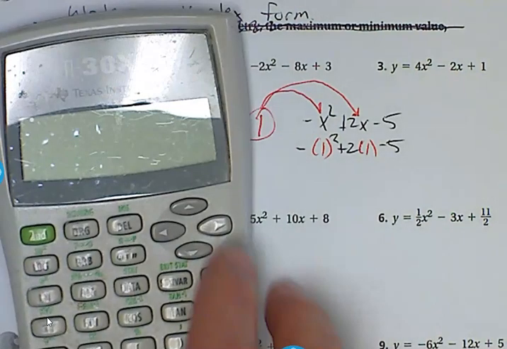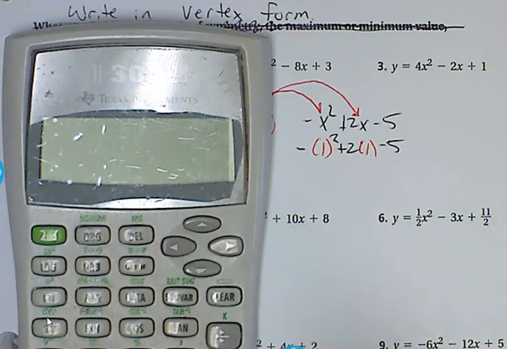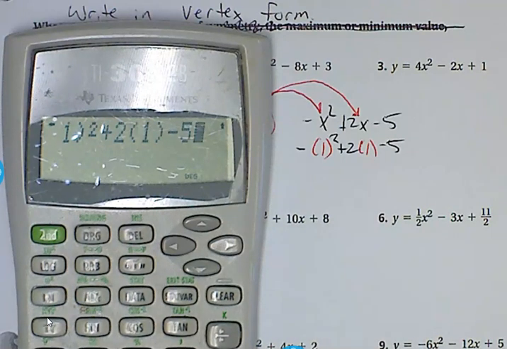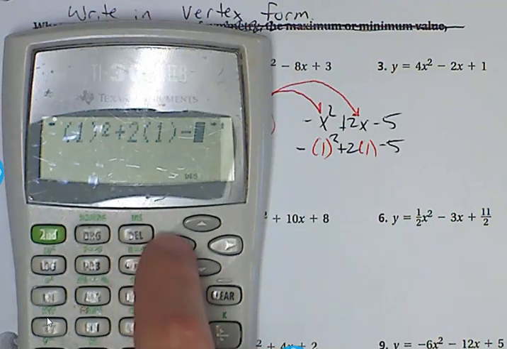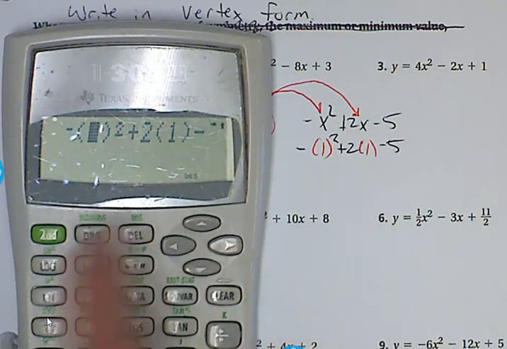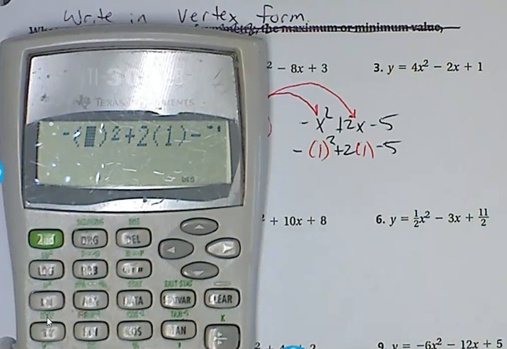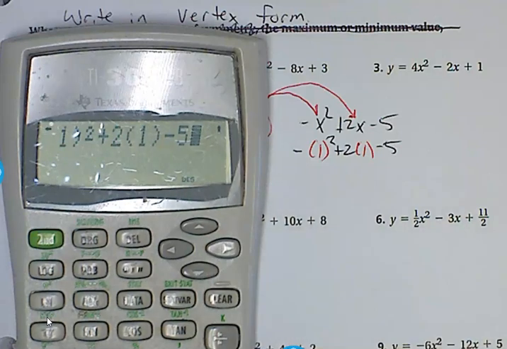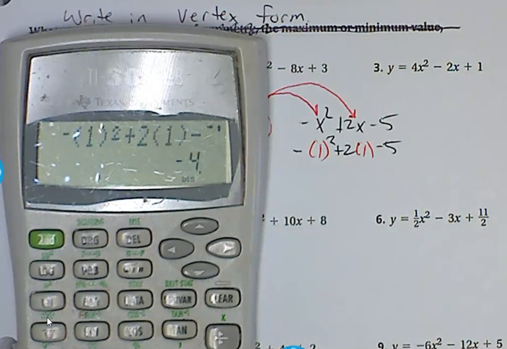Okay, and again, let the calculator do the work for us here. So we're going to punch it in just like it is. We've got the negative. You've got the 1 in the parentheses. We've got to square it. Plus 2 times the 1 minus the 5. As long as you put whatever this h value is in parentheses, the only way you can miss this problem is if you punch it in wrong. If you punch it in with the parentheses in there, it will give you the correct answer every single time. And that one's negative 4.